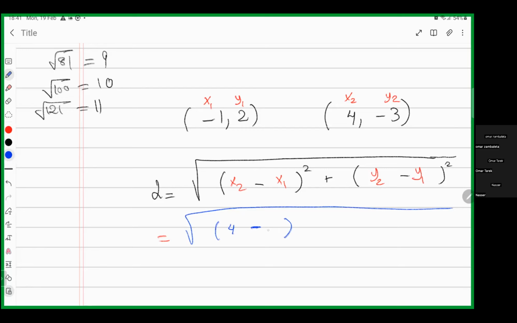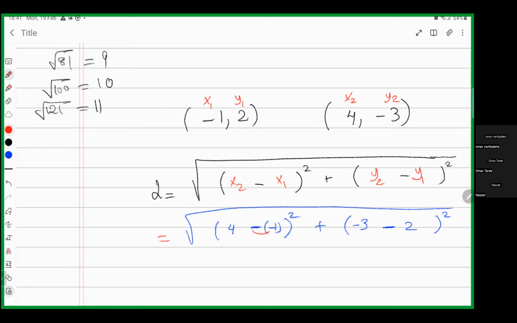x1 is -1. Negative x1 is -1. Negative and negative, power 2. Plus y2 minus y1, squared. Where is y2? Negative 3. y2 here is -3 minus y1, which is 2. Very good. So what happens now?